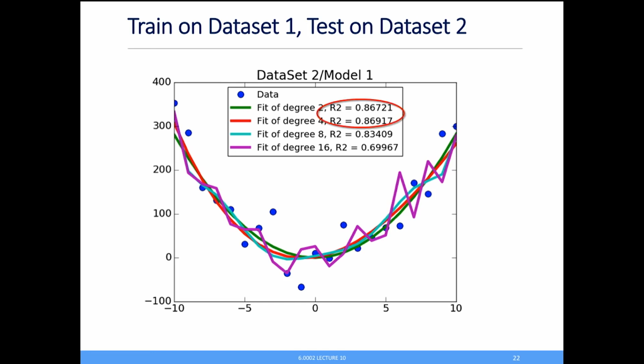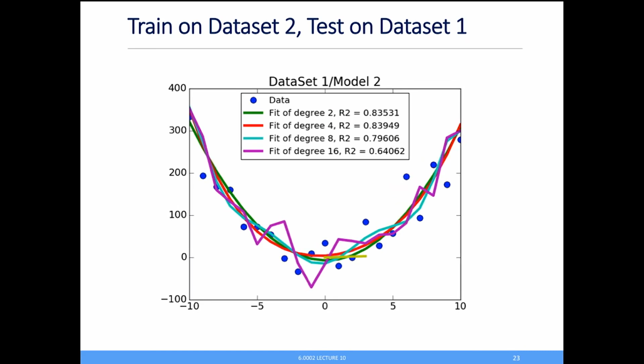And in fact, look at the R-squared values. Order 2 and order 4, pretty good fit. Accounts for all but about 14, 13% of the data. Look what happened to degree 16 fit. Way down at 0.7. Last time around, it was 0.997. Ha! And what about the other direction? Taking the model built from the second data set, testing it on the first data set.